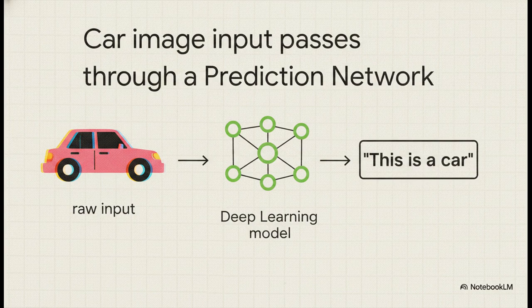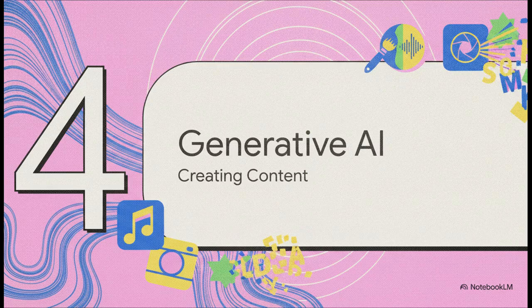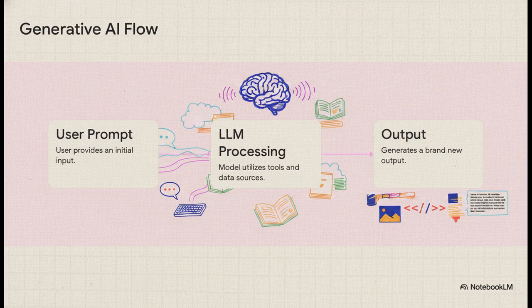Now for Section 4, generative AI, or creating content. Generative AI represents a total game changer in capability. It relies on a pretty straightforward, linear flow.